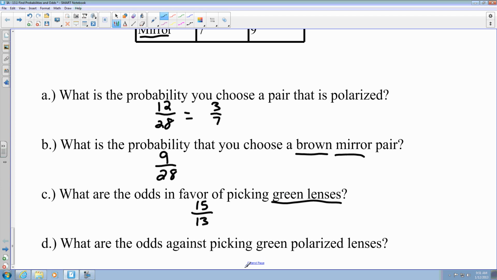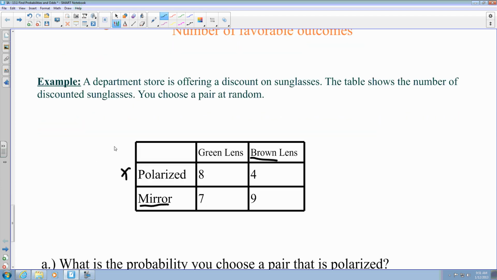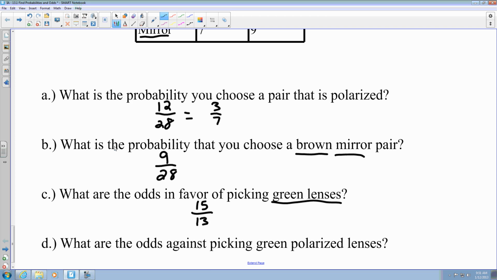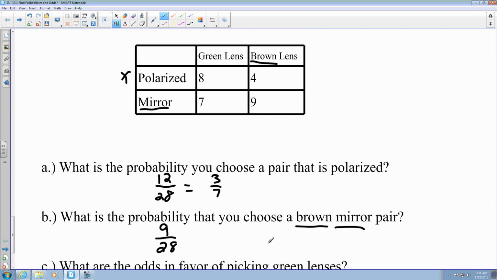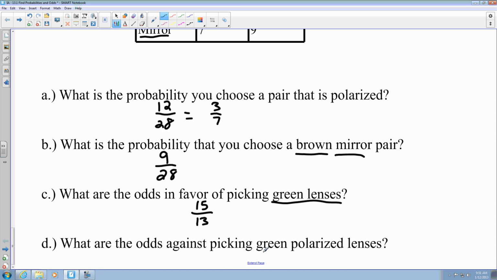And now they ask, what is the odds against picking a green polarized lens? So odds against, again, is the number of unfavorable outcomes. So they want to know the odds against picking a green polarized lens. So the number of green polarized lenses is 8. So the number of unfavorable outcomes would be 7 plus 9 plus 4. So that gives you 20 over 8.